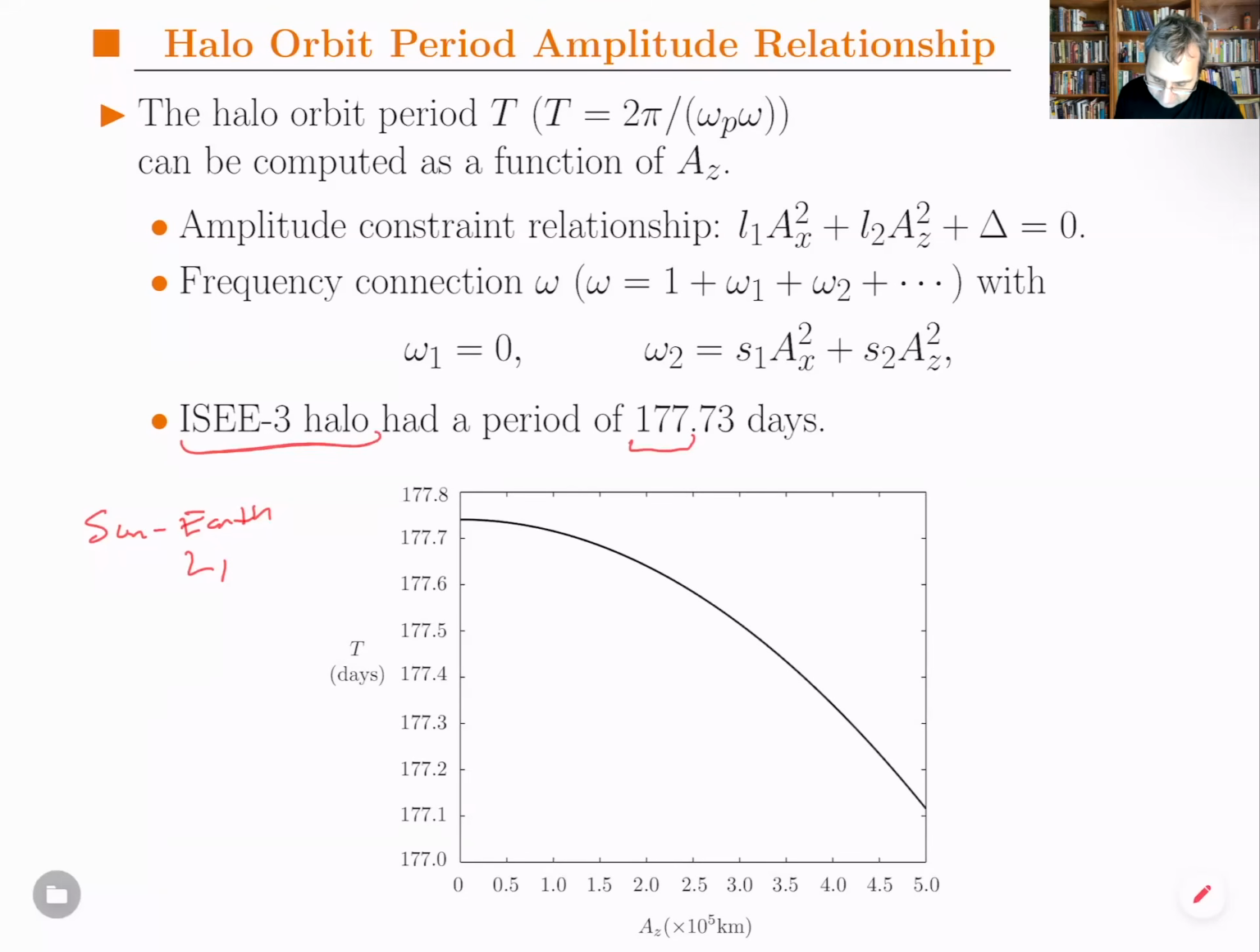That IC3 halo had a period of 177.73, and it's about here. So we could read off what that Z amplitude was. It was about 100,000 kilometers. I think what I wrote, it was 110,000 kilometers.